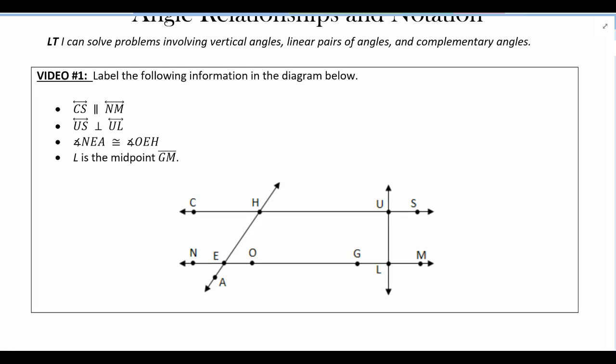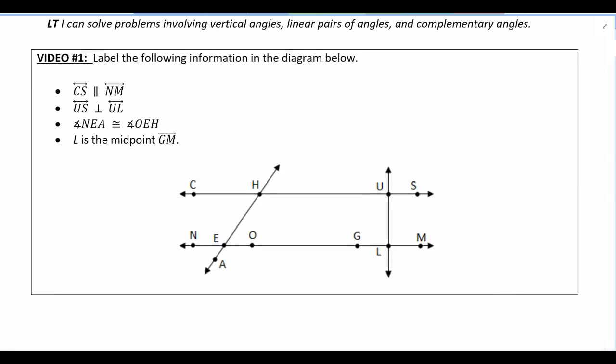The directions say, label the following information in the diagram below. Our first piece of information says that we want to label line CS parallel to line NM. So here's line CS up at the top of the figure, and here's NM at the bottom. And all we need to do, since they're parallel, is put the little parallel marks. Now you could use one of these little triangles. I'm going to use two. So if we put two little triangles on each line, we know since they have the same tick mark, they have to be parallel.